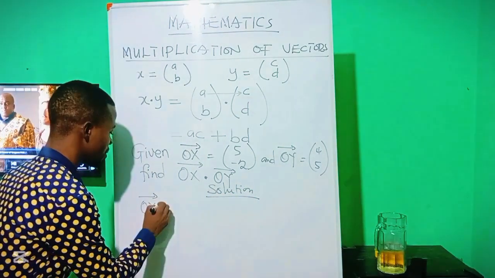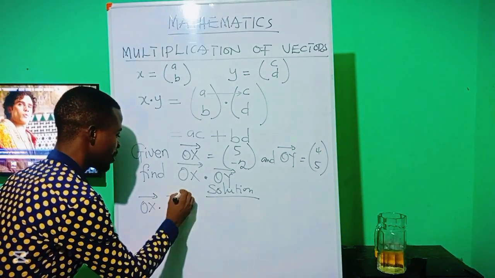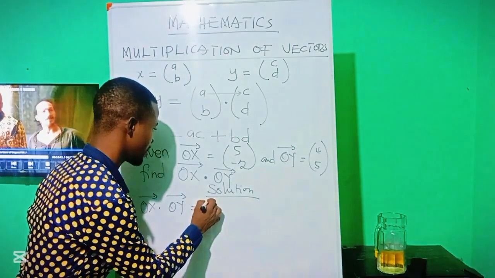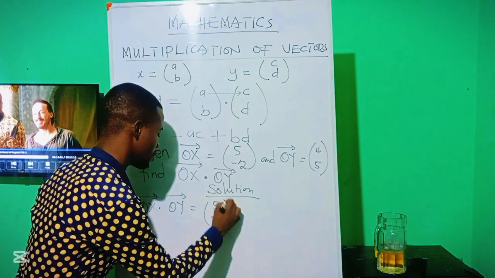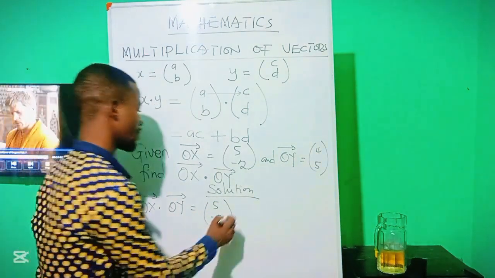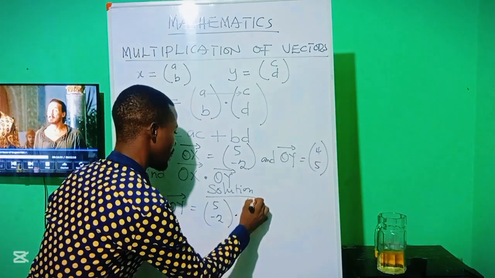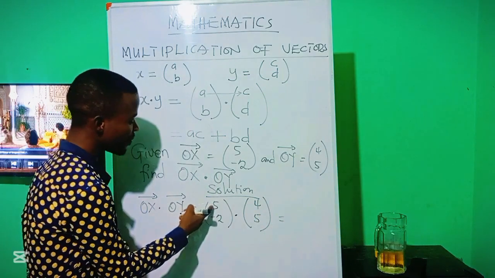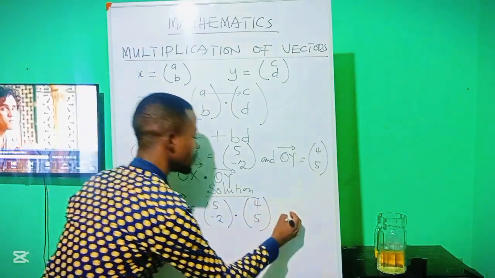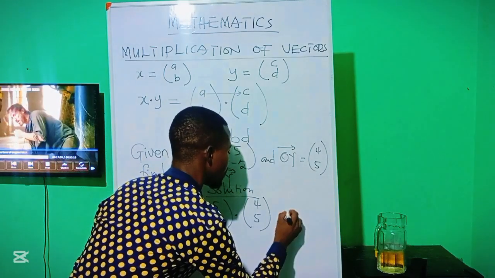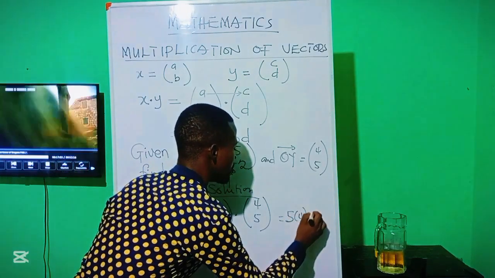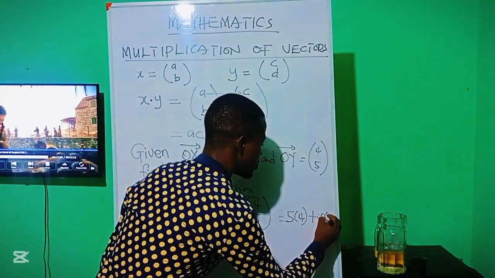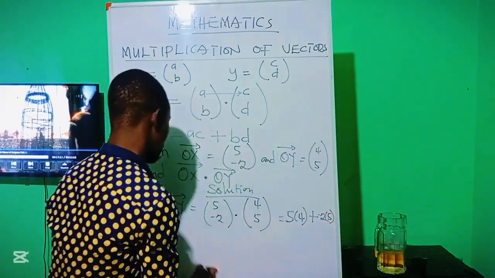Vector ox multiplying vector oy will give you, what's our ox? Our ox was (5, -2). And what is our oy? Our oy is (4, 5). So what do we do? We multiply 5 by 4, so 5 times 4. You bring the addition sign and you multiply -2 by 5. What do you get?